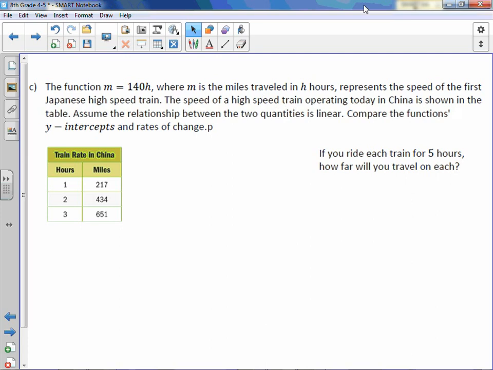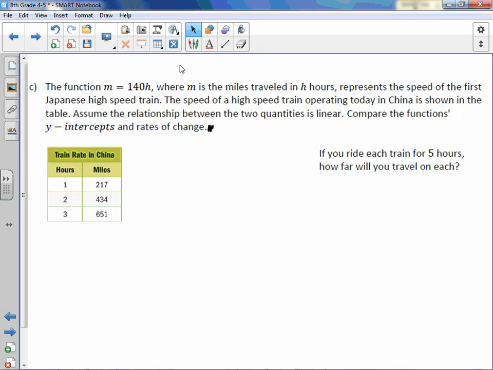Letter C. The function m equals 140h, where m is the miles traveled in h hours, represents the speed of the first Japanese high-speed train. The speed of a high-speed train operating today in China is shown in the table. Assume the relationship between the two quantities is linear. Compare the functions' y-intercepts and rates of change. So this time we're not only comparing the rate of change like we did in A and B, we are also comparing the y-intercepts.